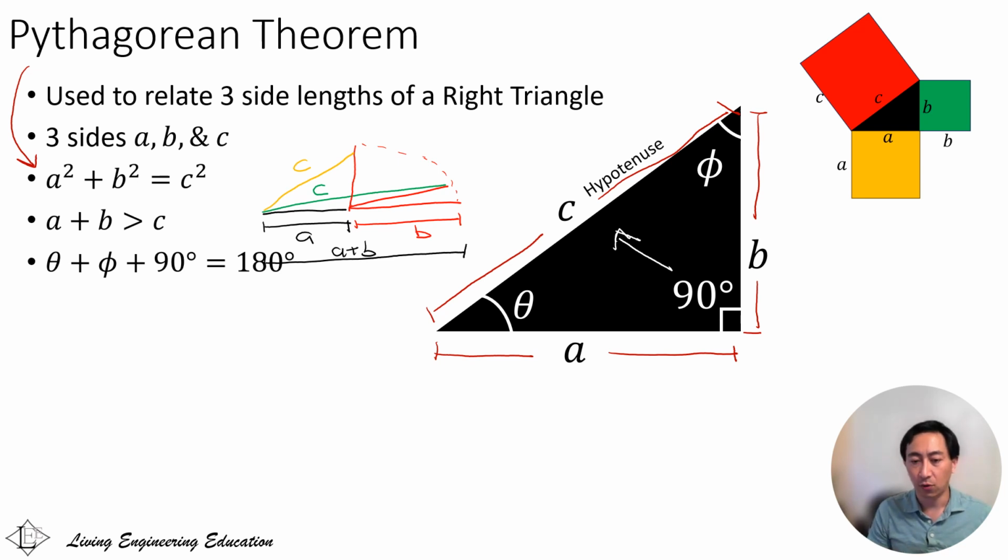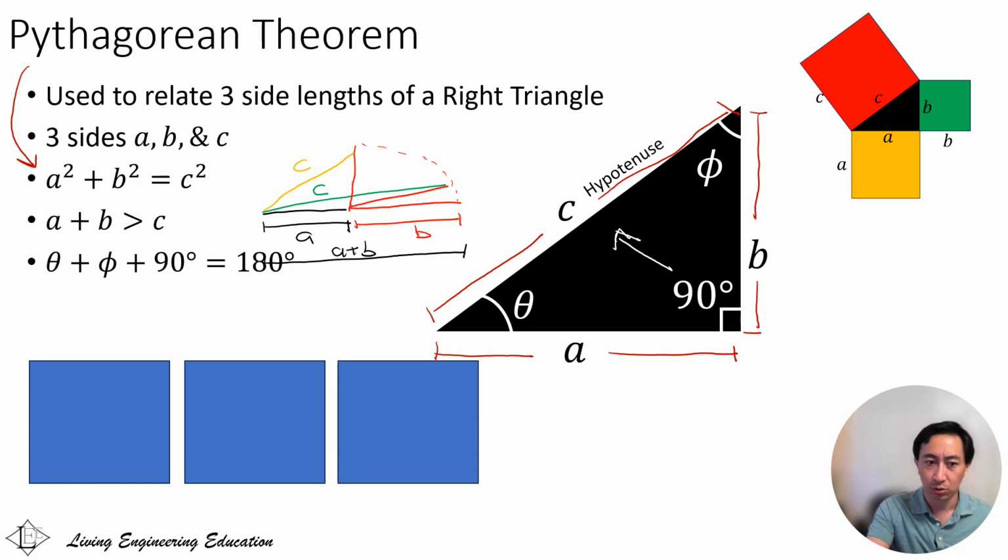Another useful rule about triangles is that the sum of the three angles is always equal to 180 degrees. In this case, we're looking at a right triangle, so then theta plus phi would be equal to 90 degrees. So how can we visually see that this is true?